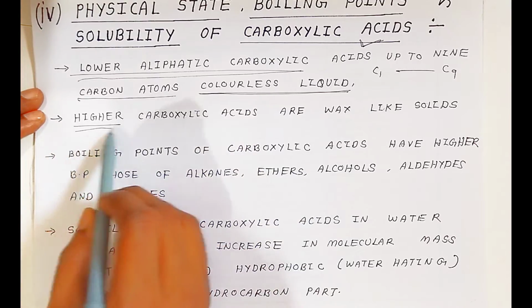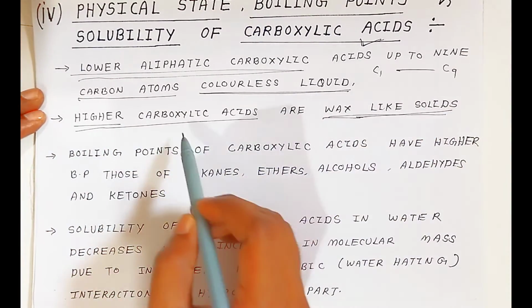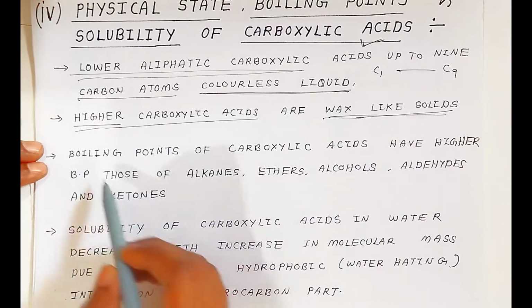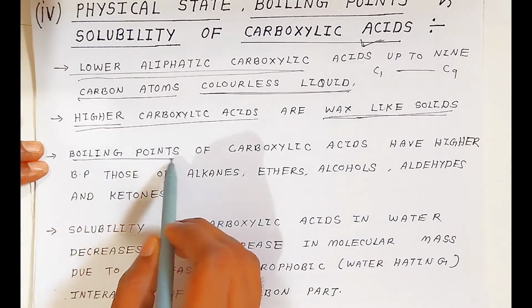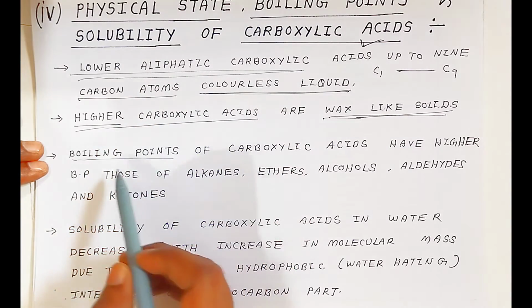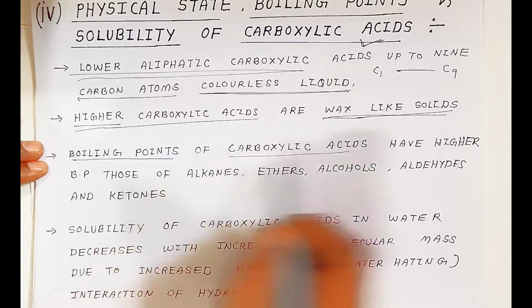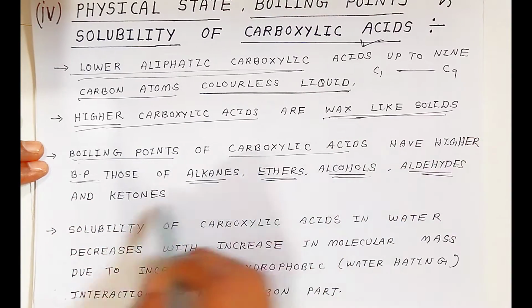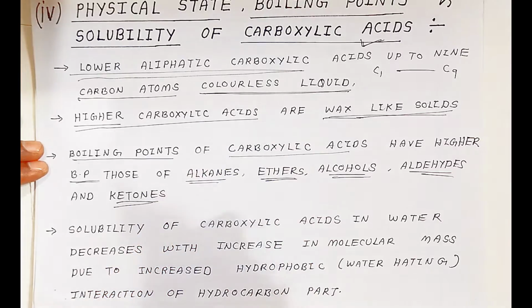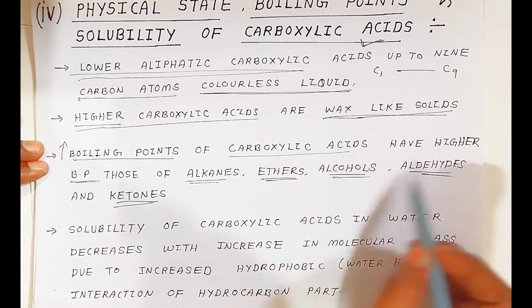Now higher carboxylic acids are wax-like solids. Okay, students, those with more than 9 carbons are in the solid state. Boiling point of carboxylic acids is higher than the boiling points of alkanes, ethers, alcohols, and aldehydes and ketones. Because of what? Because of hydrogen bonding. So the boiling point is always higher than these alkanes, ethers, alcohols, aldehydes, and ketones.